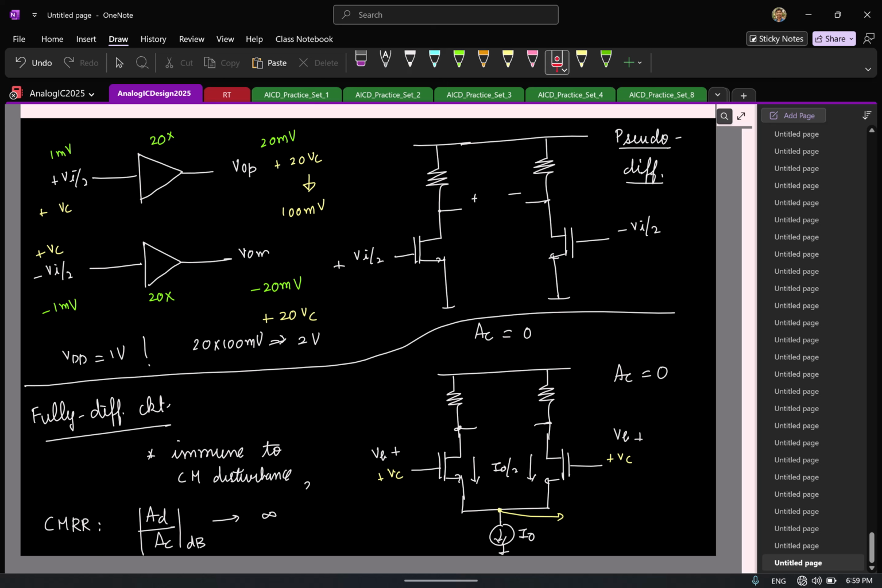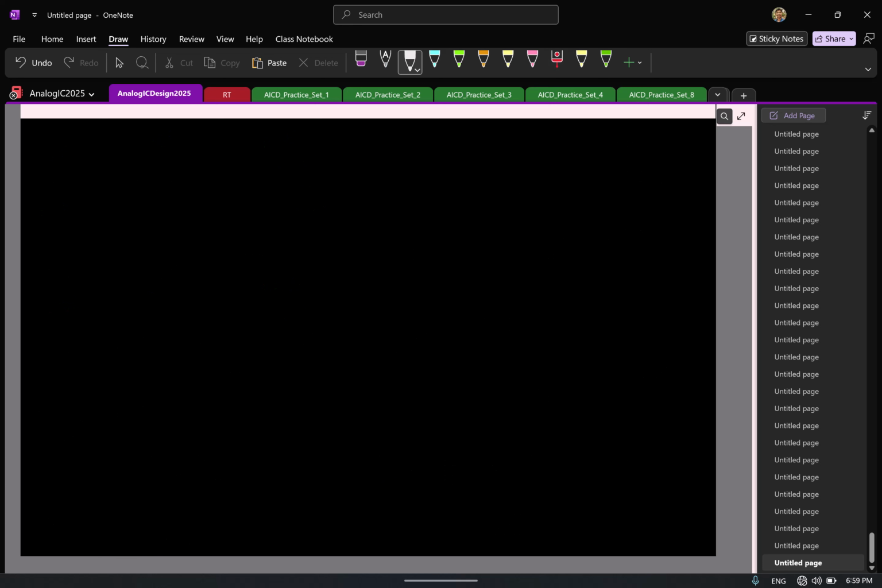So of course, this is the starting point for a fully differential op-amp. Now, we already know the story. This has a limited gain. So to increase the gain, what do we do here? You replace this with the current source, NMOS or PMOS? PMOS. So let's do that. Let's start this.